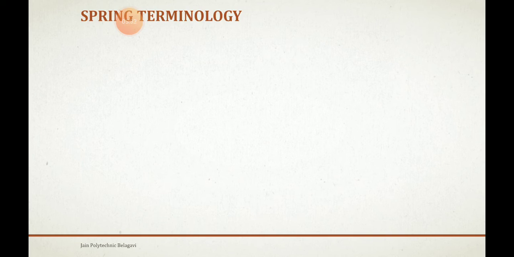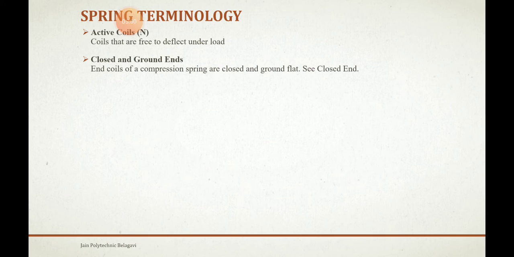Now we'll go for the spring terminologies. First one is active coil. The coils which actually take part in the deformation, we call them active coils. Closed and ground ends: end coils of compression springs are closed and ground flat. Means if the ends of the spring are flat, then they are called closed and ground ends.